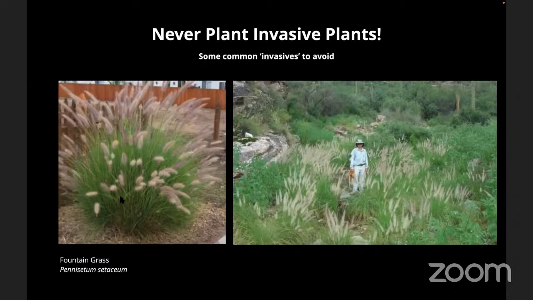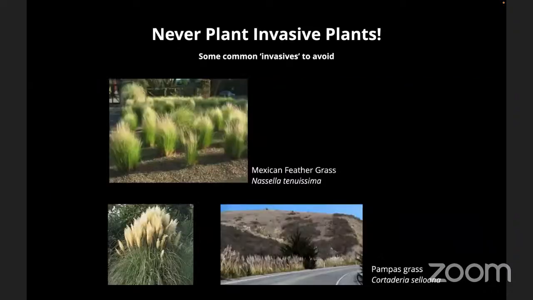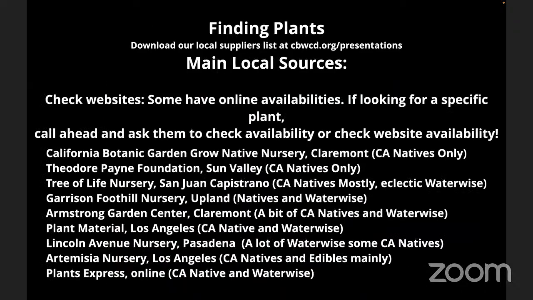Fountain grass is such a big problem in our local hills and mountains that it actually has changed the fire ecology, because they grow so fast in the spring that they can outgrow our native plants, but then they dry up in the summer in a way that the traditional native plants from those areas don't, and so make those areas more fire prone. And so it's important not to plant invasive plants.